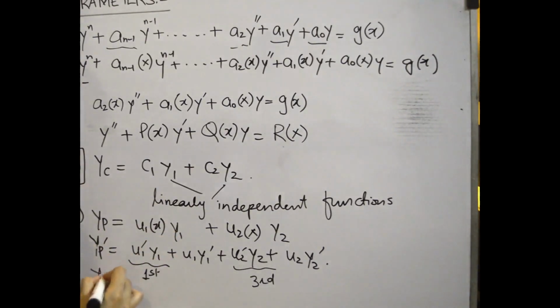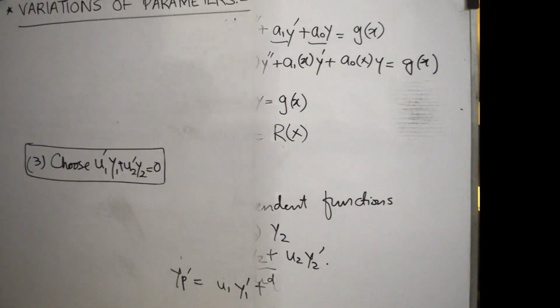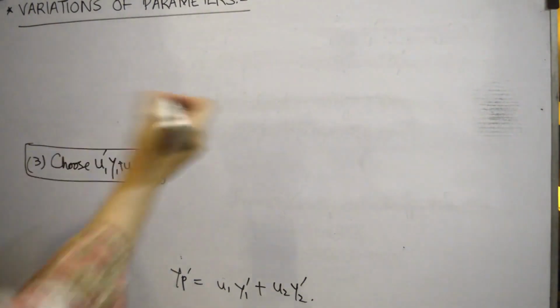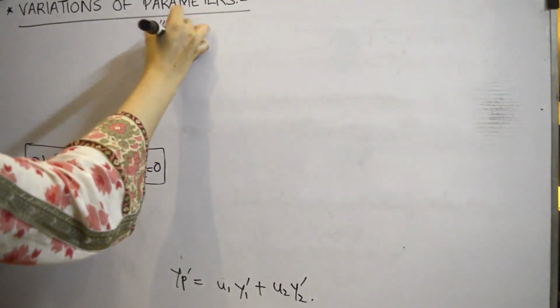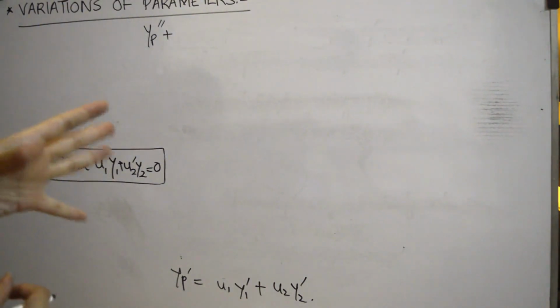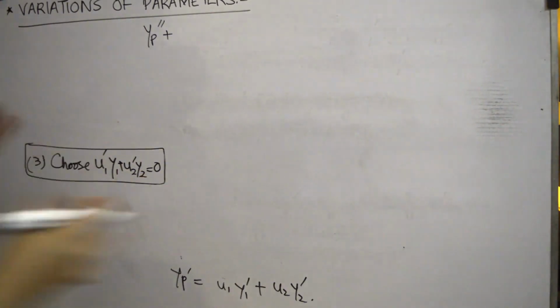So if this combination of these two terms is equal to 0, then yp dash is left with the second and fourth term, and that is u1 into y1 dash and u2 into y2 dash. So this is left here, and then we are taking the second derivative of this first derivative, and that is yp double dash. You have to keep in mind the standard form. It is written in your registers or any notes. So by looking at this you can also apply it.